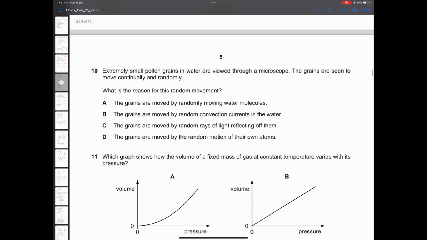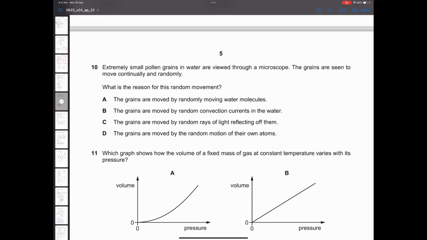Now question number 10. Extremely small pollen grains in water are viewed through a microscope. The grains are seen to move continually and randomly. What is the reason for this random movement? The grains are moved by randomly moving water molecules. This is correct. The grains are moved by random convection currents in the water. How do we know whether convection currents are there? Are you heating the water? They have not mentioned it, so we'll have to ignore this.